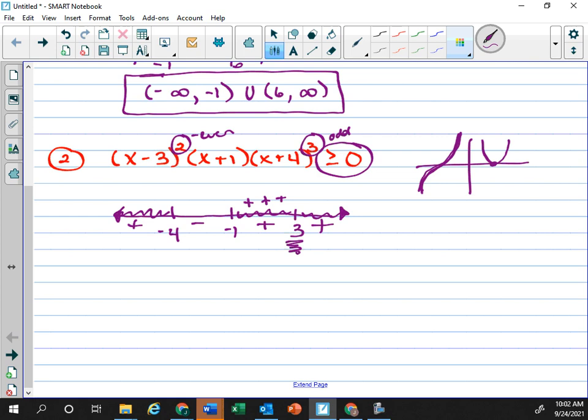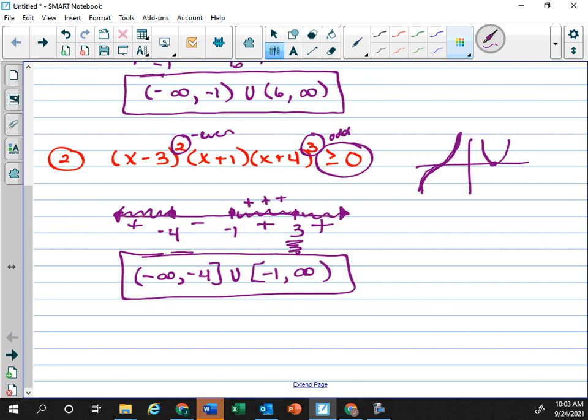And then because it was or equal to, I'm including all of these values, which means I can just say -infinity to -4 with a bracket. And then this is all one piece, just -1 all the way to infinity. Okay.